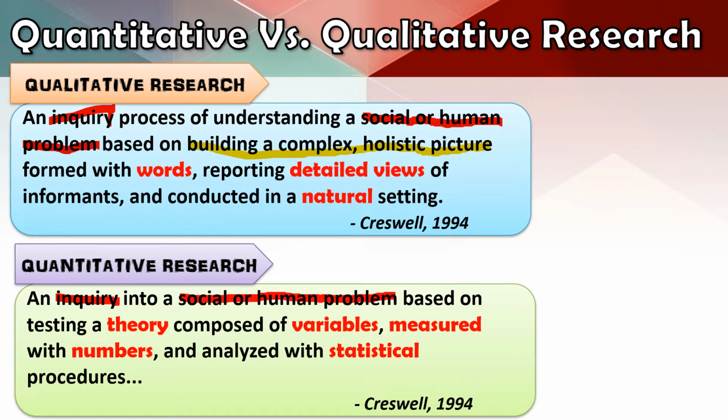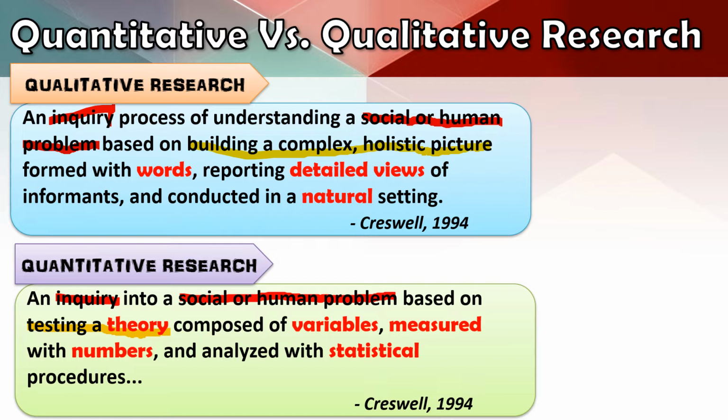Unlike with quantitative research, quantitative is based on testing a theory. When we say testing a theory, quantitative researchers already have a theory in their minds that they want to prove. They want to prove if their theory is applicable or not. So that's how quantitative research is. You start with the theory and then you test that theory based on the data gathering collection methods that you are using with your respondents.